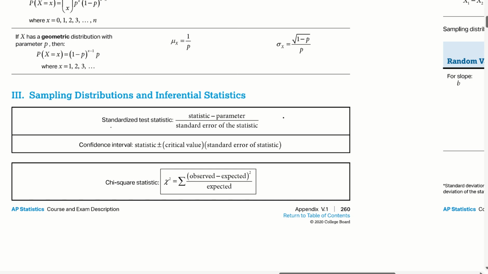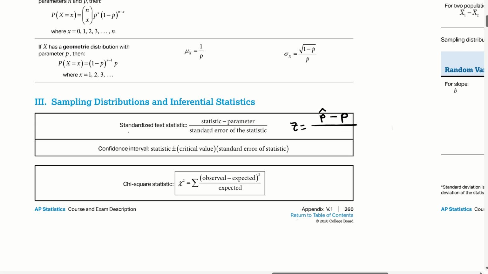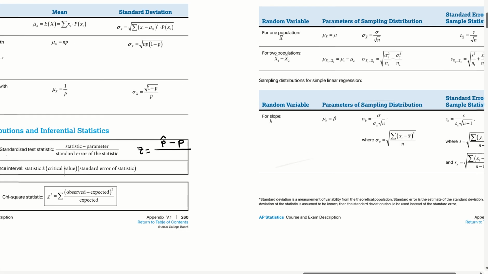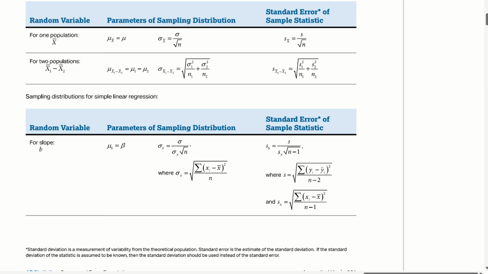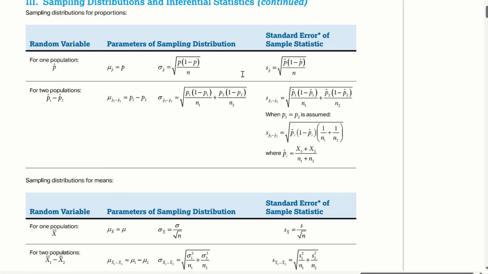Okay, so in that case, Z is statistic. In this case, the statistic that we're looking for is p hat, right? The parameter, that's p. And then the standard error. So what's the standard error? Well, the standard error for the test statistic is basically the standard deviation of the distribution. So basically the standard deviation for p hat. All right, so that's this right here.